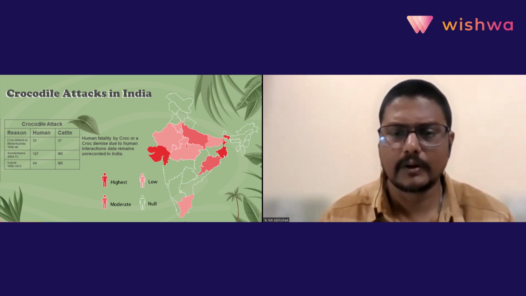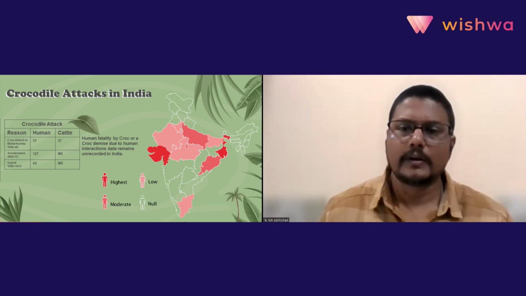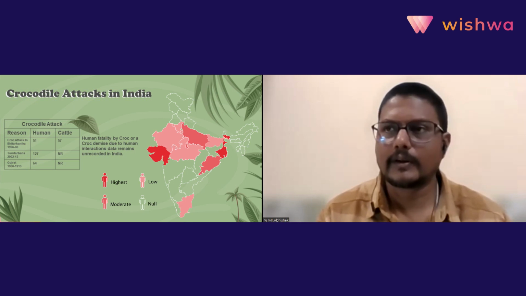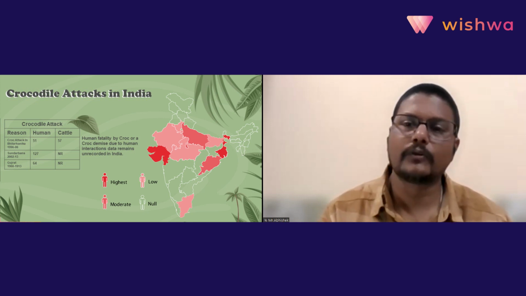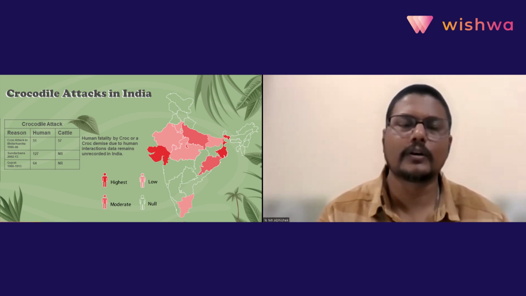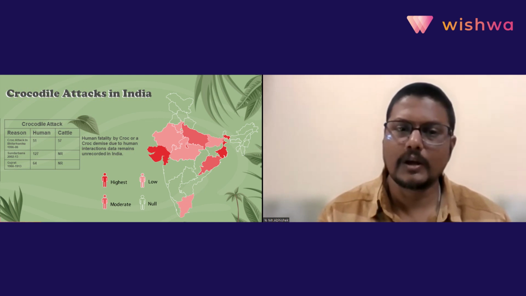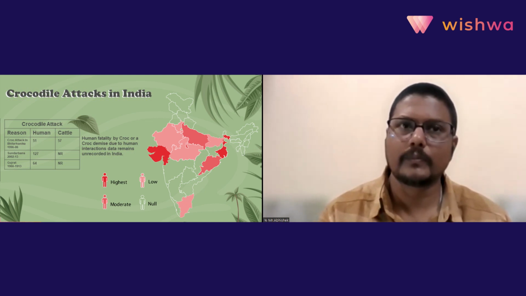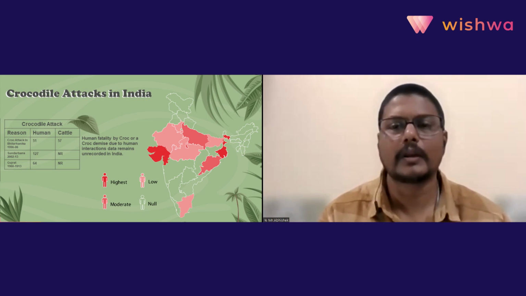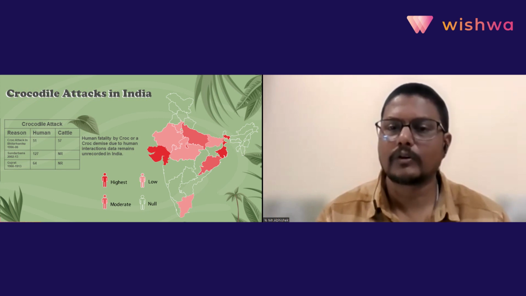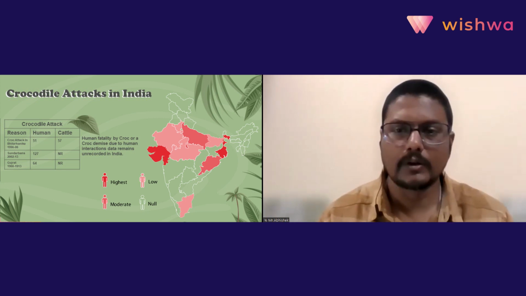The highest, moderates, and the null are there. We do not have much data because most of the data are not recorded, as whenever a crocodile attack happens, the body is submerged into water and the crocodile does not leave a single piece for identification. So the only thing which we have recorded is the bodies which we have recovered from that particular area. But most of the bodies have not been recovered, so they have not been added into the data.